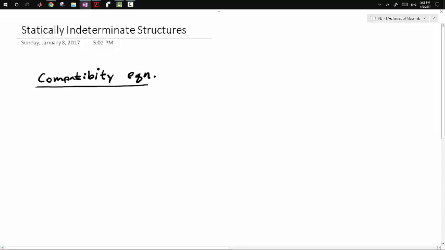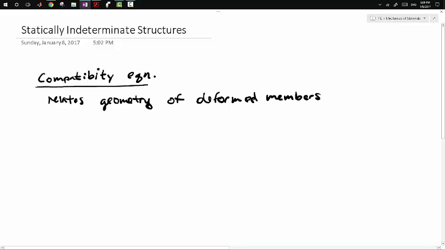And basically, your compatibility equation relates the geometry of deformed members to unknown forces.